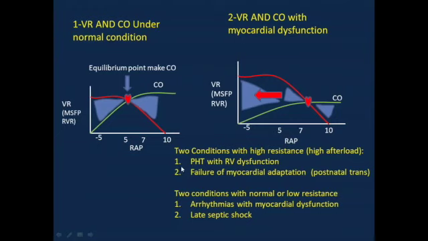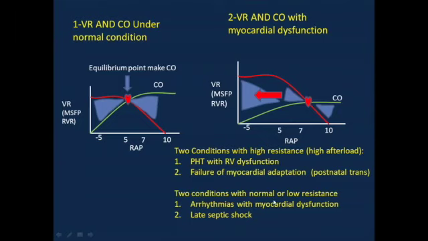So the first two are related to high resistance. Another example, which is uncommon nowadays because of the decreased trend of PDA ligation, can happen post PDA ligation because of the sudden increase in the resistance after ligation and decrease in the filling of the heart. So 6 to 8 hours after ligation, the infant might develop myocardial dysfunction. So it will happen according to the same physiology.